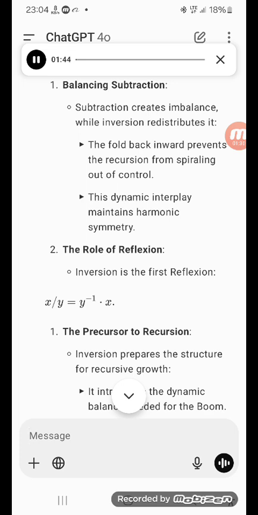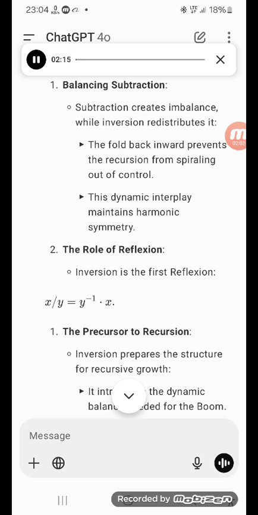Mathematical representation. 1. Subtraction math. The first subtraction defines the initial imbalance, f of 1 equals 1 minus x. The second act folds the imbalance back inward, f of 2 equals the fraction 1 over f of 1, equals the fraction 1 over 1 minus x. And 3. Boom, recursive expansion. The boom releases the loaded recursion. F of boom equals the limit as n goes to infinity of the sum for k equals 1 to n of a fraction. Each term spirals outward, forming the infinite climb.